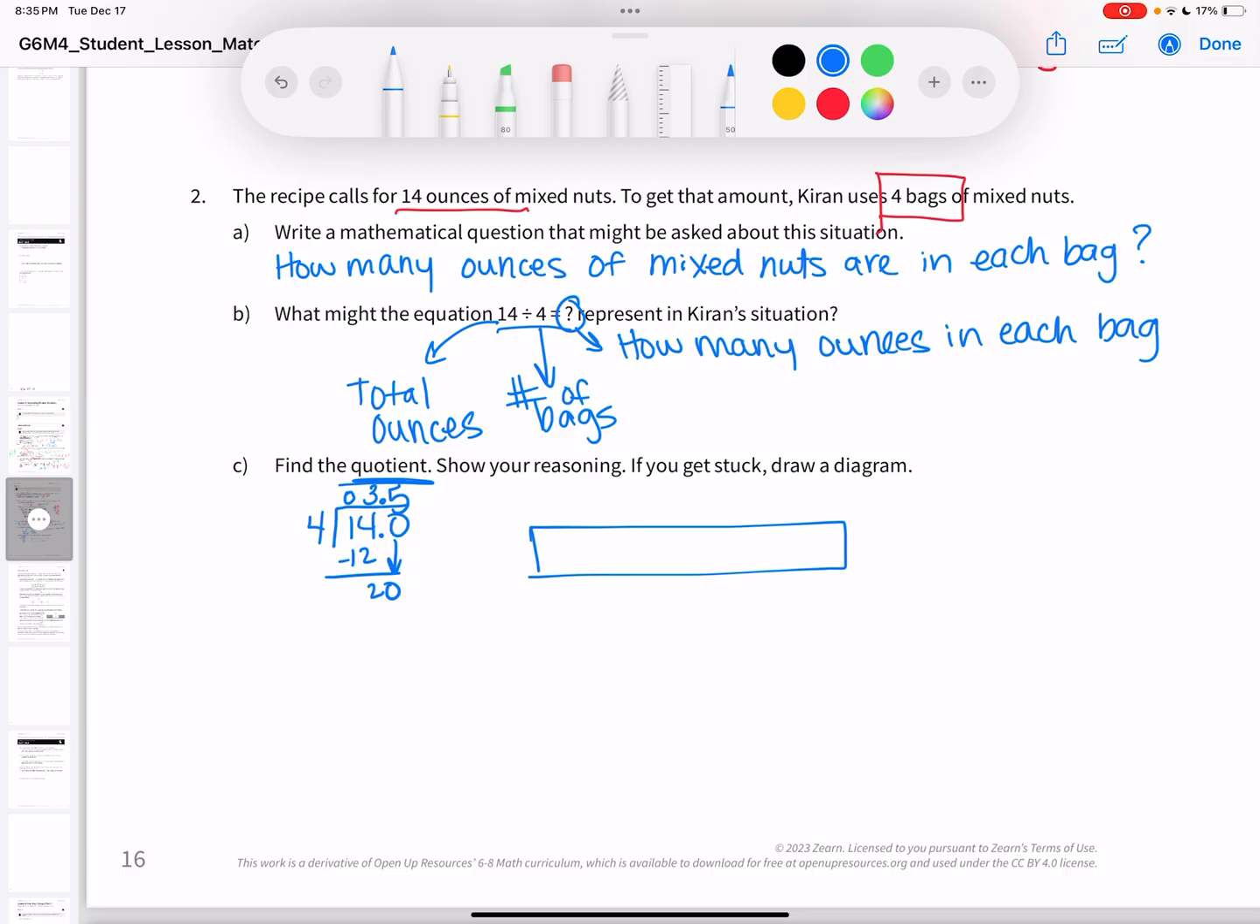Now, let's draw a diagram just for fun. So we have 4 bags. So I'm going to split this into 4. We know the total number of ounces is 14. And so we need to know how many go in each one of the 4 bags. So that would be 14 divided by 4. And this is 3.5 in each bag, because we did 14 divided by 4.